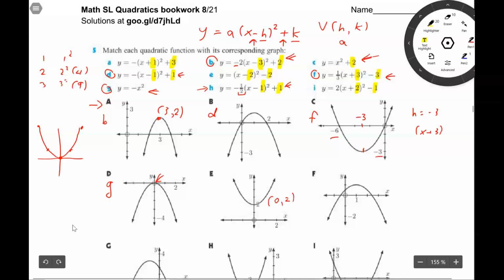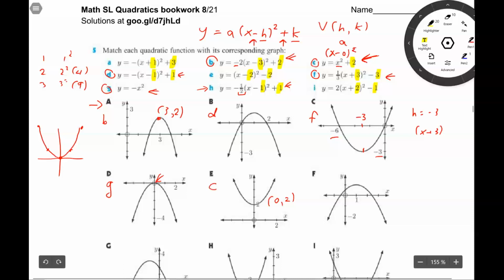And the one we just looked at, it's this one, isn't it? Because the h value here is 0, so it's x minus 0 quantity squared, and that's why we just have x squared here. Okay, and the k value is 2. So this one is going to be small letter c.